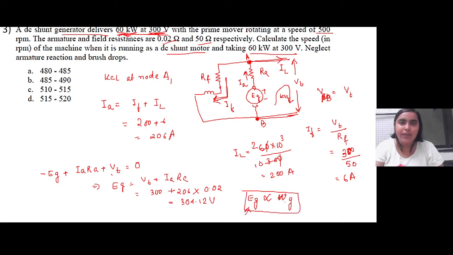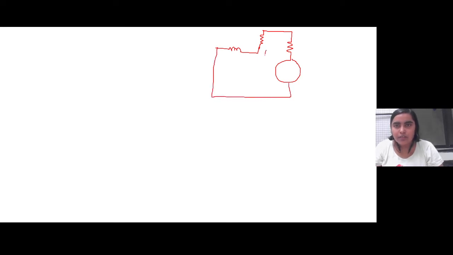So for the next case, when it is working as a shunt motor, let us again find the parameters. When it is working as a motor, only the direction of the current will change, because now it is drawing a load. So in this case the field current will be the same. This is the field resistance, this is the armature resistance, this is the terminal voltage, which remains the same. Now in case of motor, the only thing is it is actually drawing the load current.